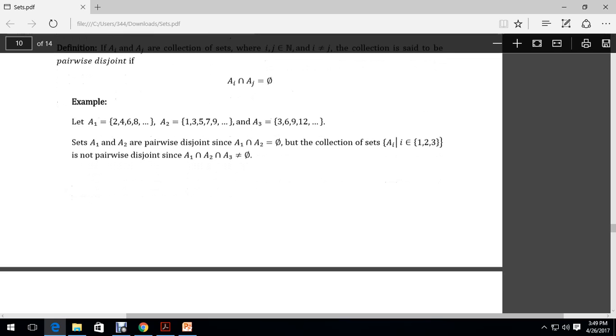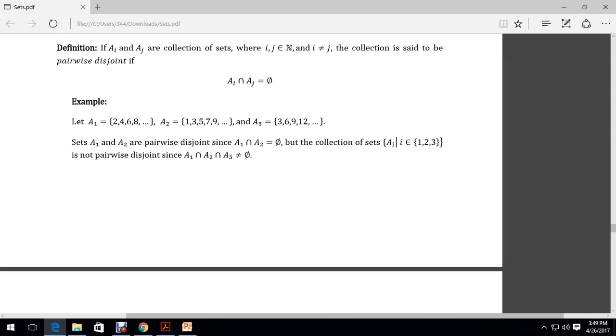Okay, so let's try to illustrate this concept using the following examples. A sub 1 would be the set of even integers. A sub 2 would be the set of odd integers. And A sub 3 would be the set of numbers 3, 6, 9, 12, which are multiples of 3.